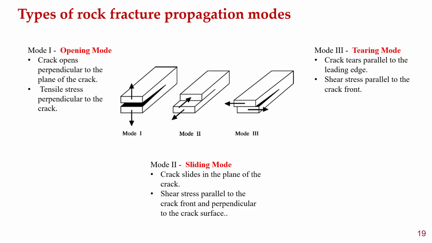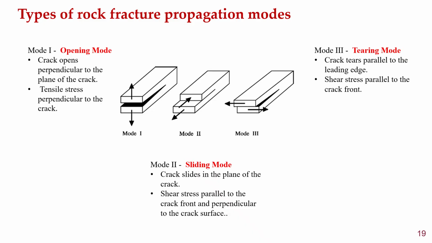Next test is the fracture toughness test. Fracture toughness can be measured in three modes. That's mode 1, mode 2, mode 3. But the most common for fracture propagation is mode 1. In mode 1, we call it the opening mode, where the crack opens perpendicular to the plane of the crack and tensile stress is perpendicular to the crack.